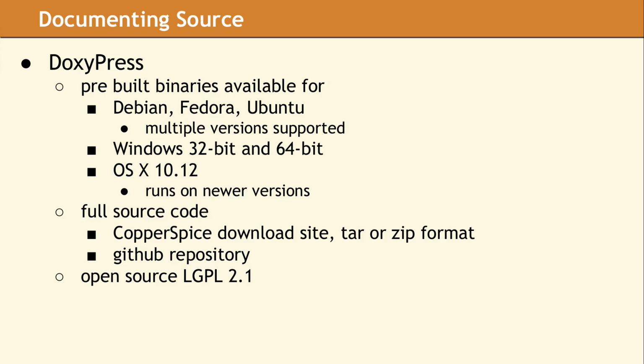DoxyPress is an open source project. We release pre-built binaries for Unix, Windows, and OS X. Full source code is available from our download site and from GitHub. If you're interested in contributing to the project in any way, please clone the Git repo and submit a pull request. No change is too small, and large ones are wonderful.